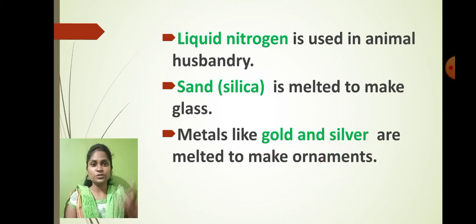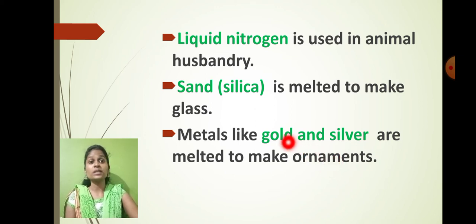Again you can see that over here, metals like gold and silver are melted to make ornaments. Like we use different kinds of jewelry, am I right? We use earrings, neck pieces, rings, etc. We use a lot of variety of jewelry, right? So jewelry is called what? Ornament. The different types of jewelry we use are made from metals like gold and silver.